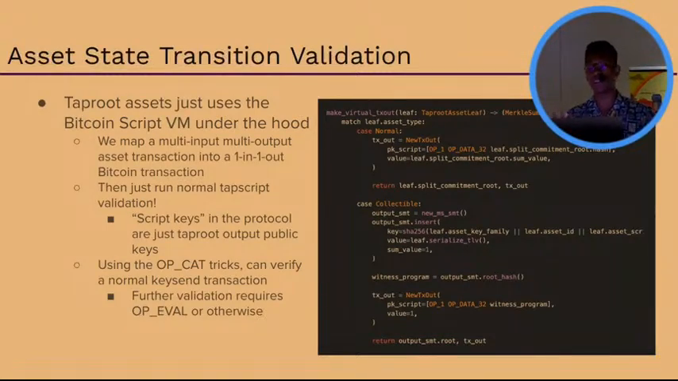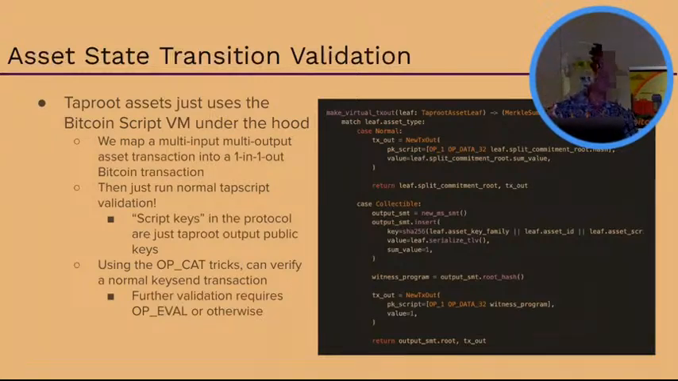And the cool thing, once again, is that we have something called a script key, which is actually just a taproot output public key, right? So therefore, using these tricks, you can verify that, in addition to state transition validation, because you can use some of the opcat tricks to reconstruct the sighash of the virtual transaction itself, and then validate the signature that's included against that thing itself.